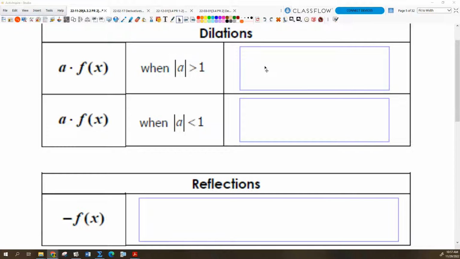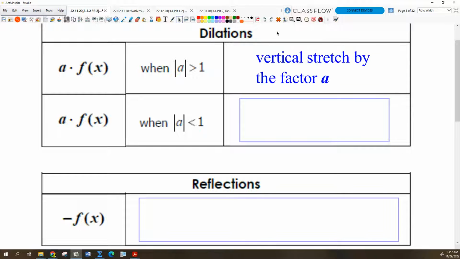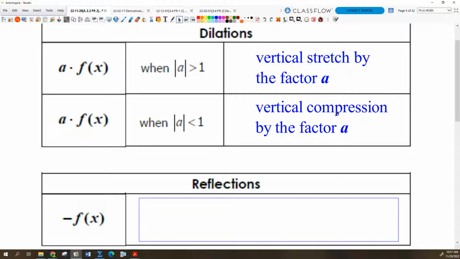So when the absolute value of a is greater than 1, then that's going to stretch the function by a factor of a. Multiply all the heights by a. When a is less than 1, I'm going to compress by a factor of a.